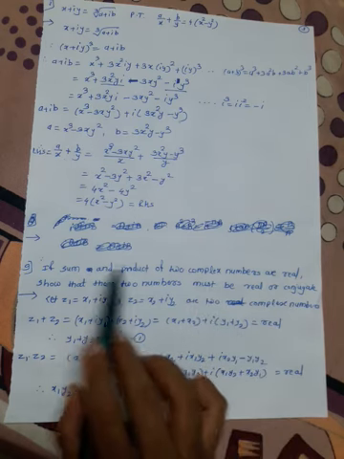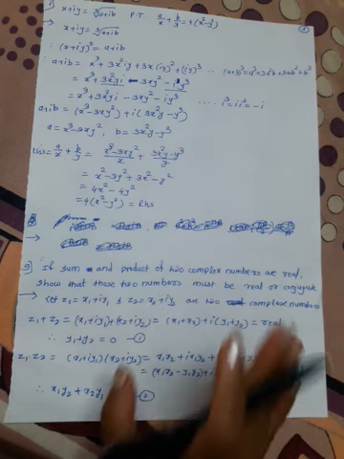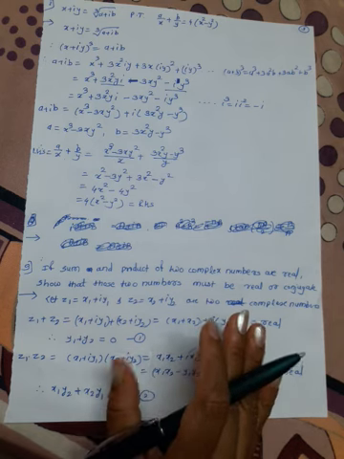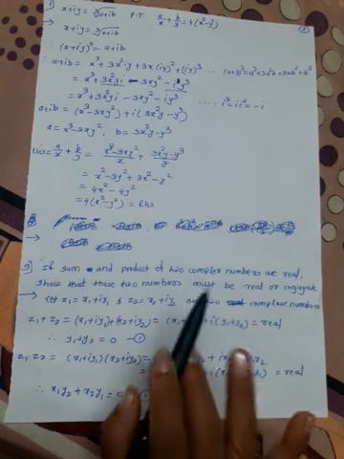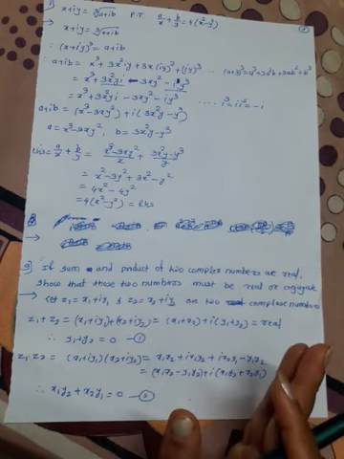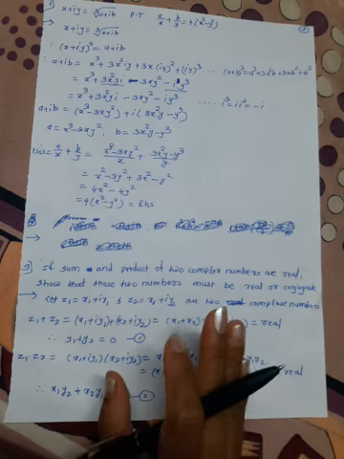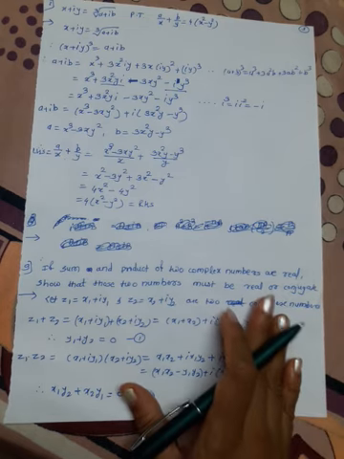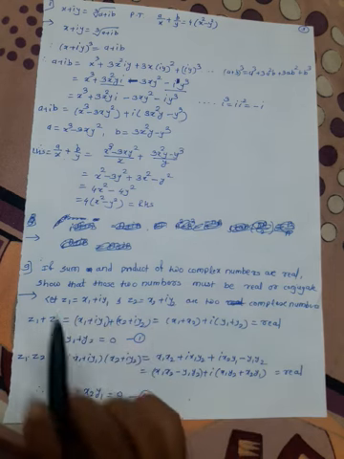It means if the sum and product of any two complex numbers are real, not imaginary, it is real. It contains only a real part, no i term is there. Then we have to show that these two complex numbers are real, or conjugate, meaning they are conjugates of each other. If one is x plus iy, then the other must be equal to x minus iy. Now let us start with the given thing first.